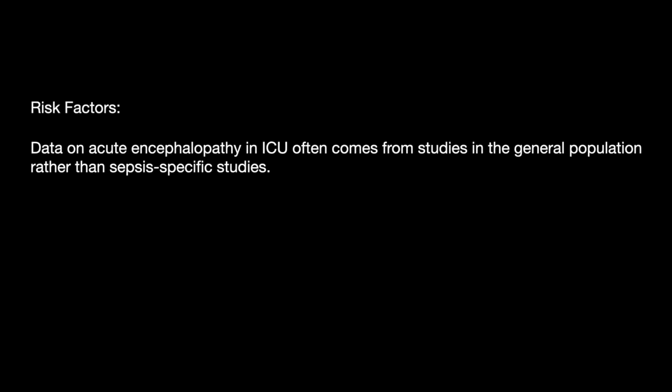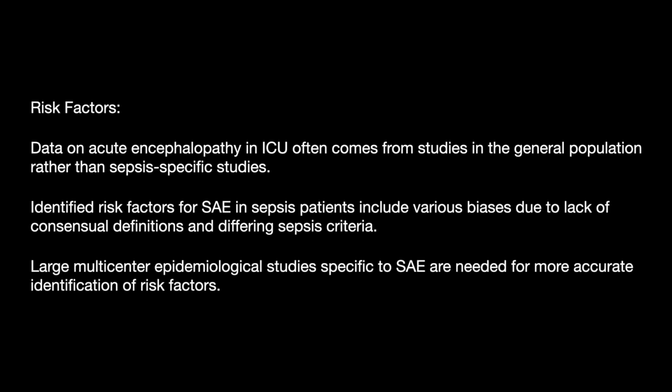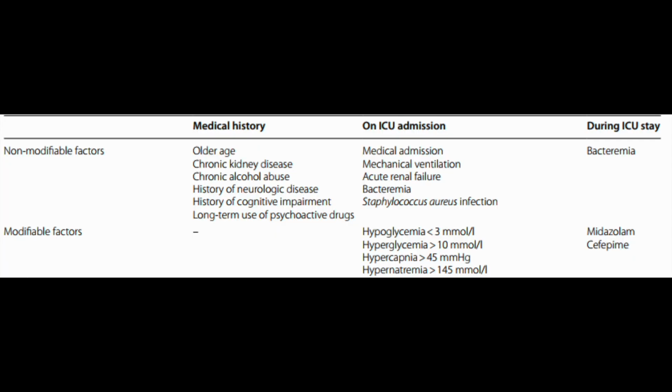Data on acute encephalopathy risk factors often comes from studies in the general population rather than from sepsis specific studies. The identified risk factors for SAE in septic patients include various biases due to the lack of consensual definition and differing sepsis criteria. Large multicentric epidemiological studies specific to SAE are needed for more accurate identification of risk factors. These are the factors which we know as of now.